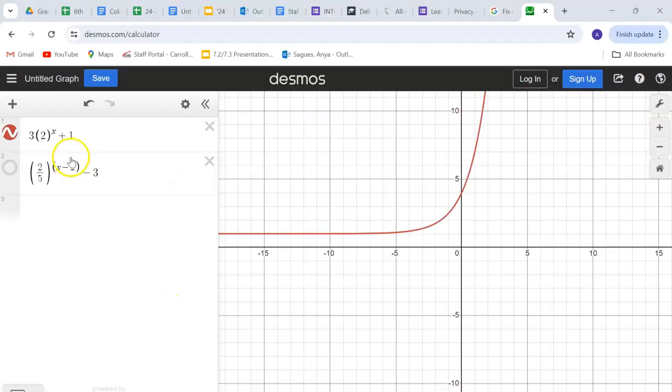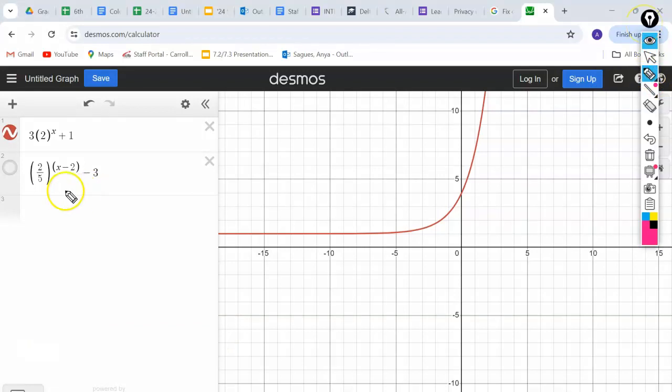So here we have that first graph, 3 times 2 to the x plus 1, and here we have the graph shown. There are 2 things that you should be able to identify very easily from the graph. The first thing is the asymptote, which in this problem is going to be horizontal.